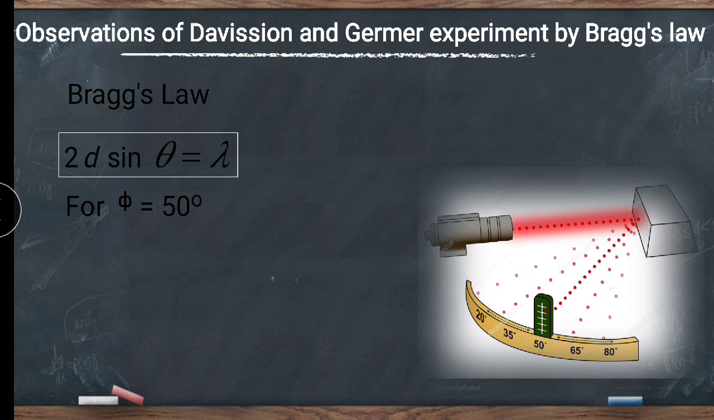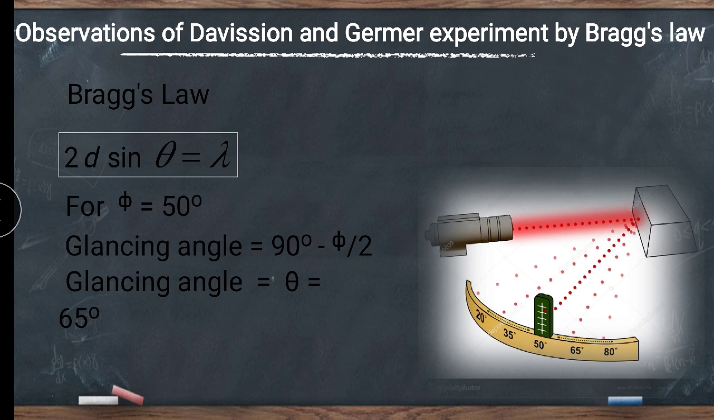We are going to use that. So phi is equal to 50 degrees. Now we are going to keep this value in the formula of glancing angle. What is the formula for glancing angle? Theta is equal to 90 degrees minus phi by 2. So we can put the value of phi as 50. 50 by 2 is 25. So 90 minus 25 is 65 degrees, right?